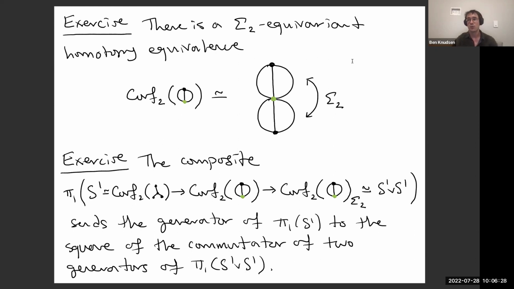But in particular, this is a question for the audience. What's the notable feature of that homomorphism that sends a generator of pi 1 of S1 to the square of the commutator of two generators of that free group? It's homologically trivial. It is homologically trivial, weird, but it is injective. Okay. Great. So this is the kind of thing that we would like to see.